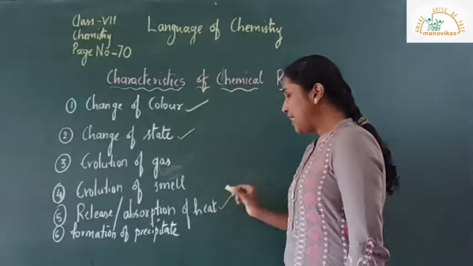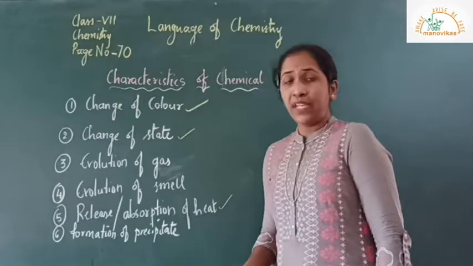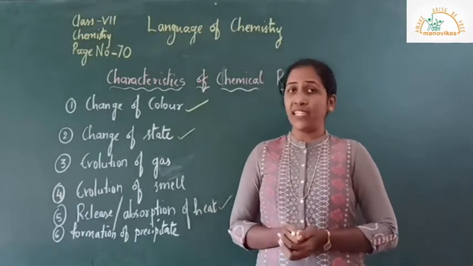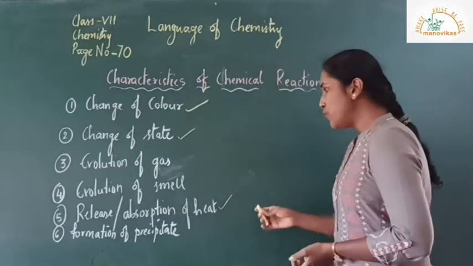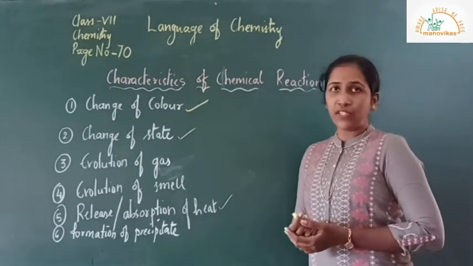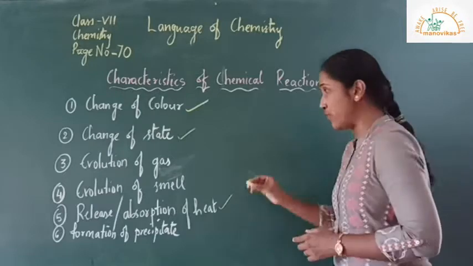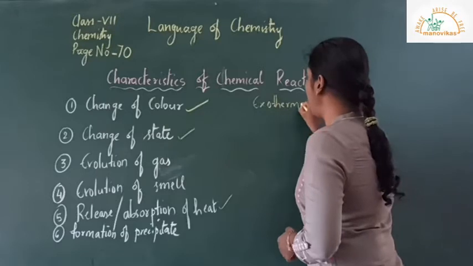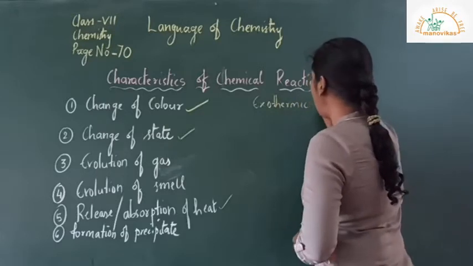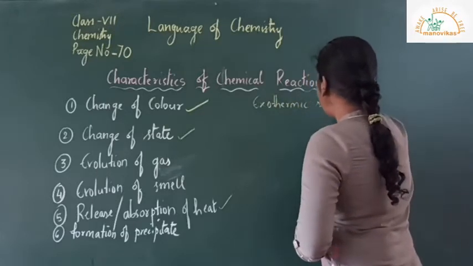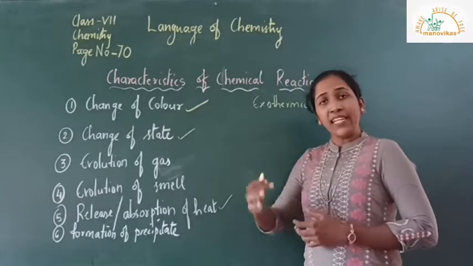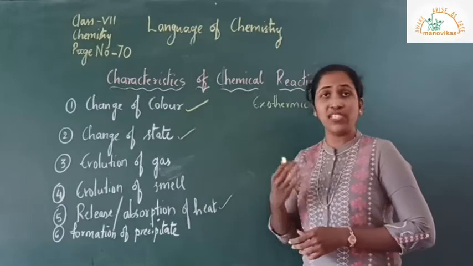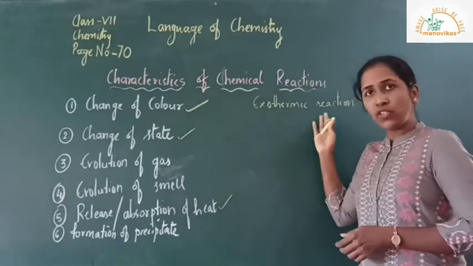Fifth one is the release or absorption of heat. In certain chemical reactions, heat is either absorbed or heat is released. Okay. So in this absorption or release of energy, we have two different types of reaction. One is exothermic reaction. Exothermic reaction is a reaction in which the heat energy is given out, or heat energy is evolved, or the heat energy is released. We call it an exothermic reaction.